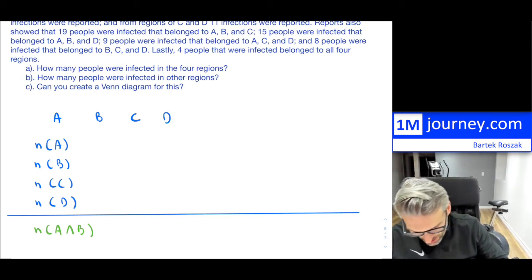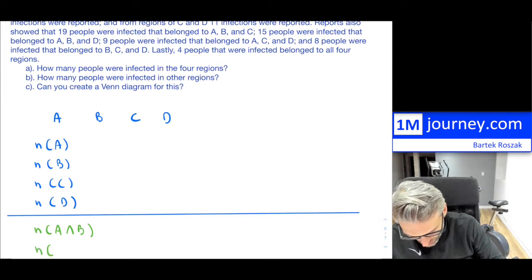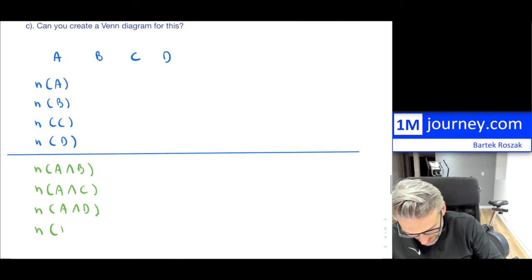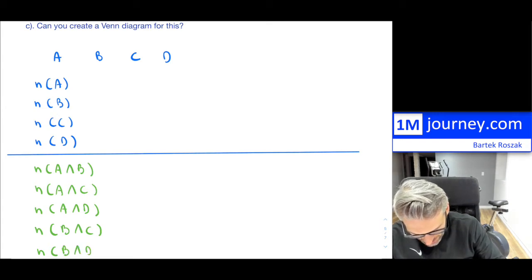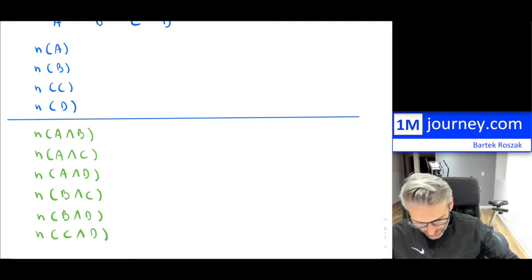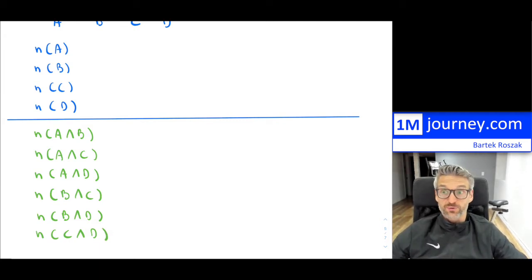Okay, so now what else? Well, you're going to run into A intersected with C, and you're going to run for all the numbers between A intersected with D. Okay, and then I'm going to finish this off. So we're going to have B intersected with C, and then also you're going to have B intersected with D, and then finally, the last one is C intersected with D. All right, so we have all of those that we have to worry about.